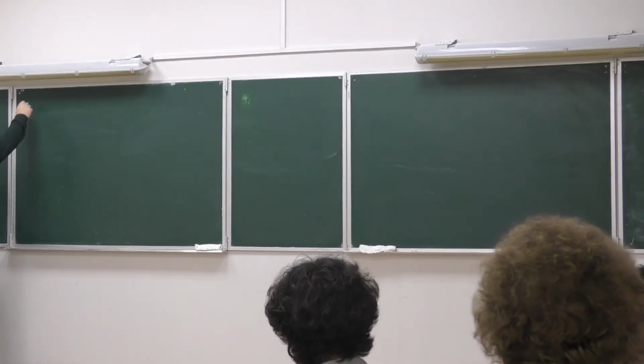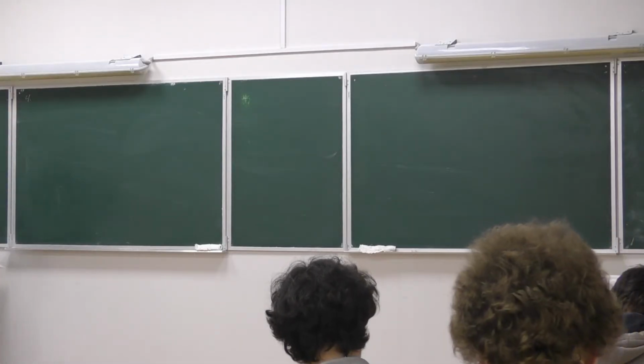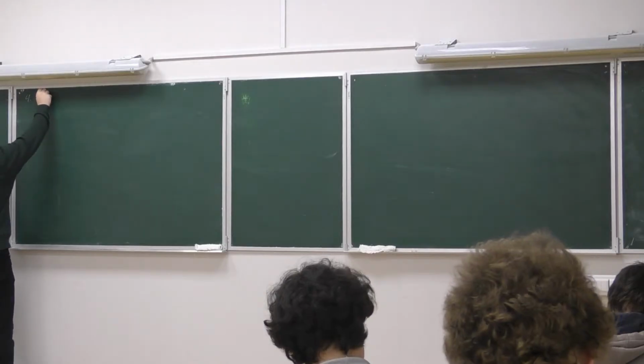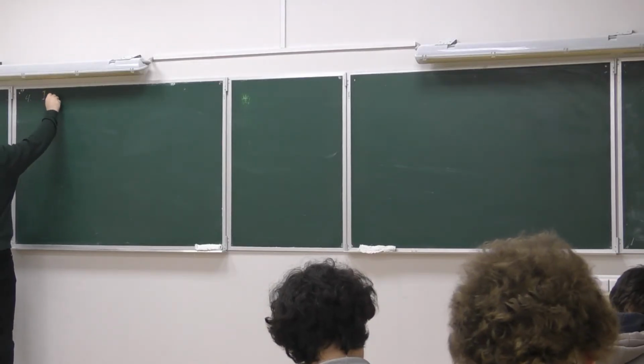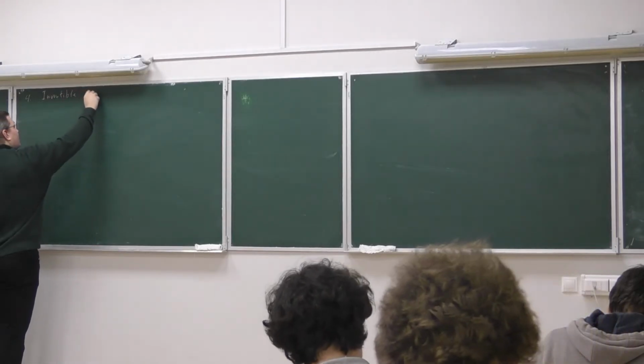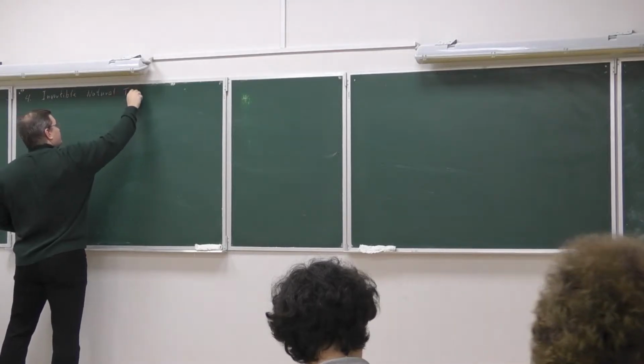So I'm not sure what this section is. Look at this, this is 4.5, maybe 6. So I'm going to call this invertible natural transformations.